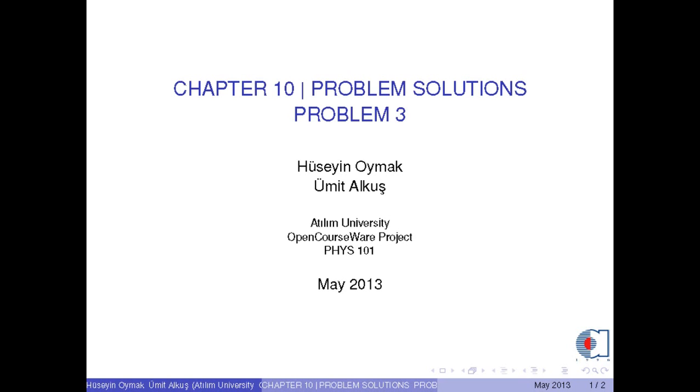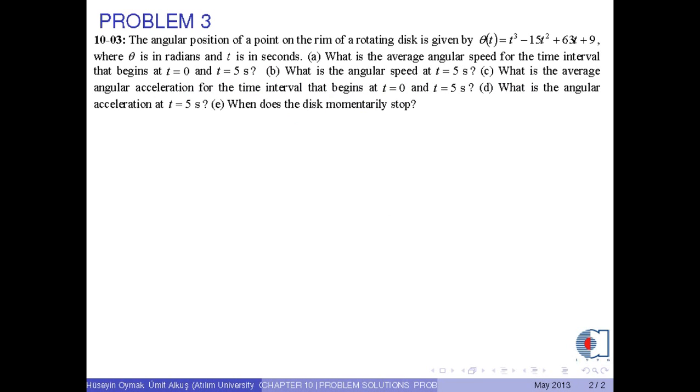In this video, we will solve one problem in Chapter 10. The angular position of a point on the rim of a rotating disk is given by this formula, where theta is in radians and t is in seconds.